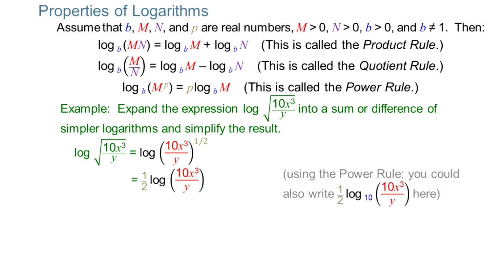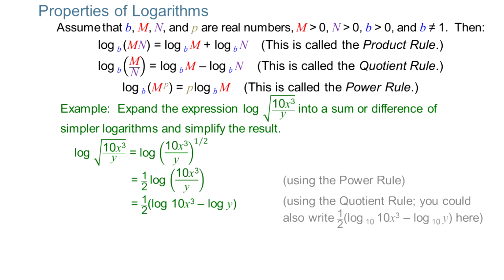If you have trouble seeing what I did, the colors may help you here. For my next step, I'll use the quotient rule. Note that, because the 1/2 was multiplied by the log of everything in the previous step, I need to use parentheses to make sure that it continues to get multiplied by everything that it needs to get multiplied by. Like I said in the previous step, you can state the base of 10 if you want to, but it's not the way a mathematician would normally write the answer.